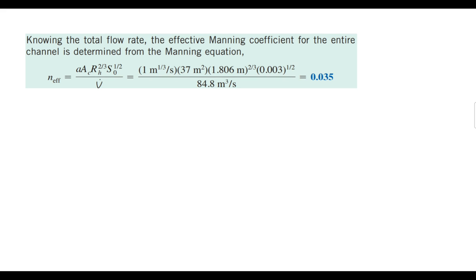So knowing the total flow rate, we can now solve for the effective n, which is 0.035. So it is between 0.03 and 0.05.